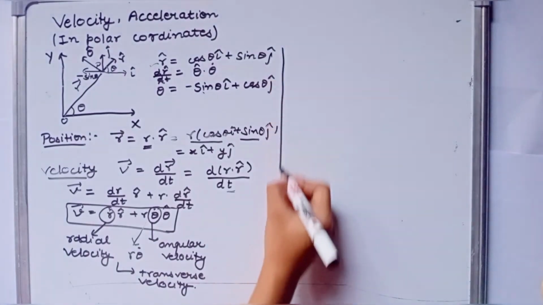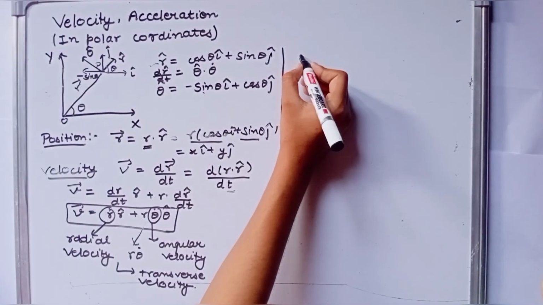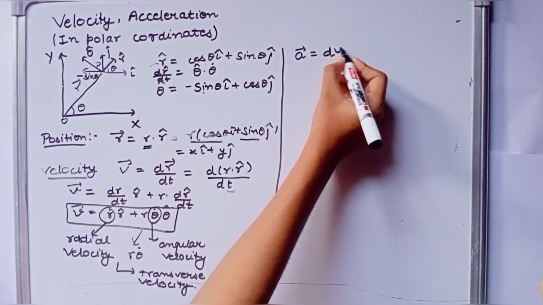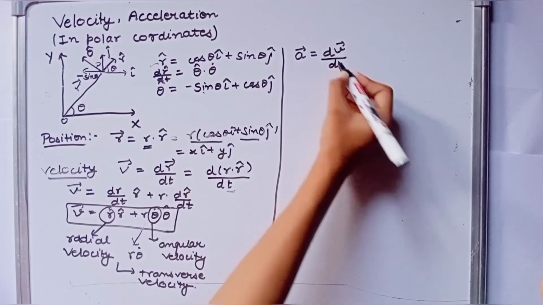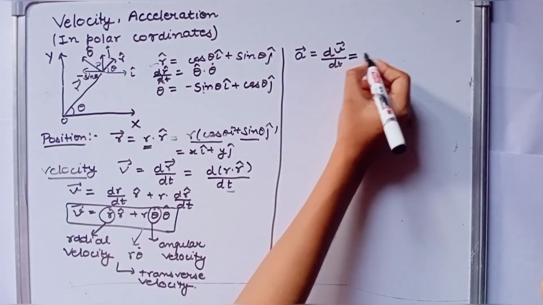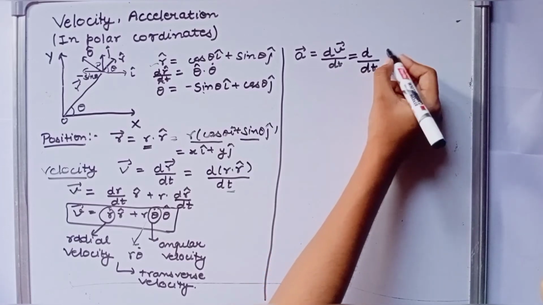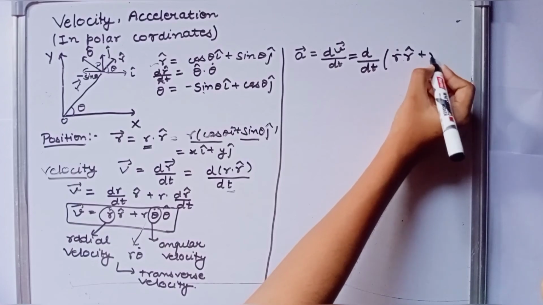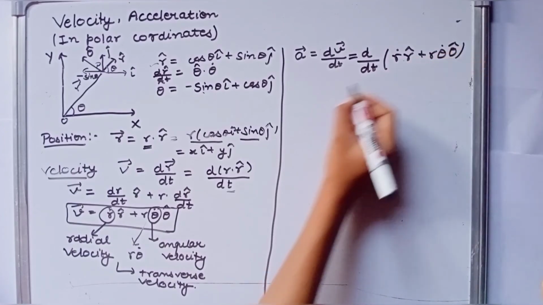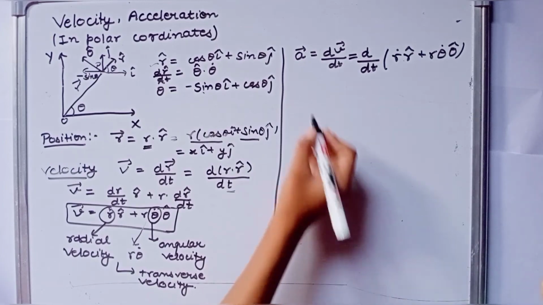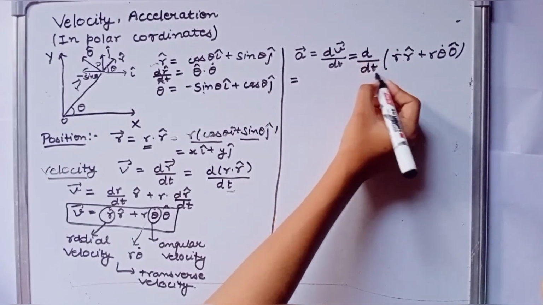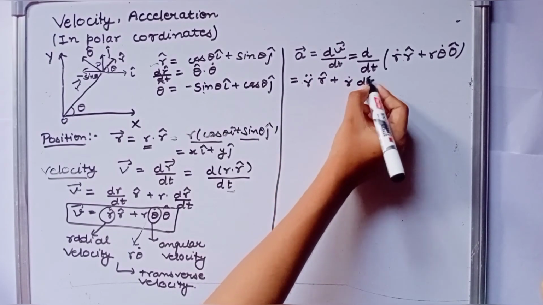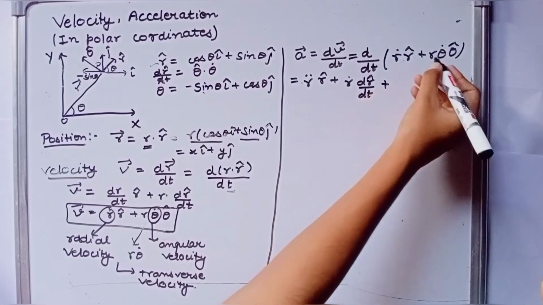Now we are going to have a look at acceleration in this polar coordinate system. So acceleration can be calculated by taking the derivative of velocity with respect to time. So I will take the derivative of this whole term, that is d by dt of the quantity r dot r cap plus r theta dot theta cap. So again we will be applying the chain rule over here, and I will obtain the derivative of r dot, that will be r double dot r cap plus r dot dr cap by dt. Now apply the chain rule over the second term.